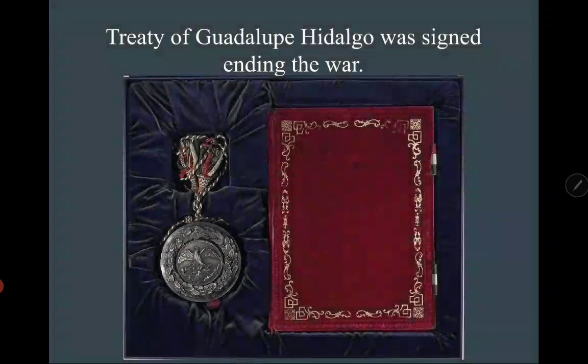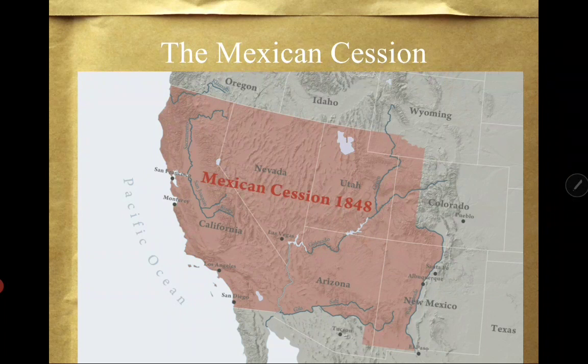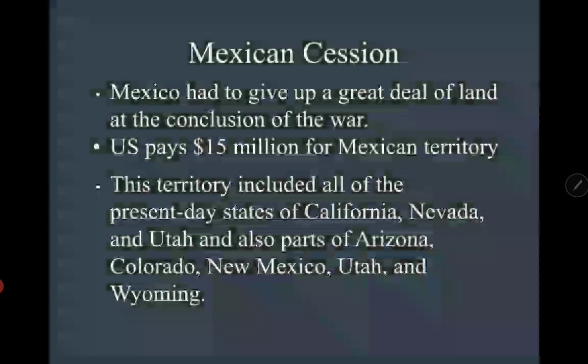Now, when they surrender, they are going to hand over what is called the Mexican Cession, which includes not just Texas, but all of California, Nevada, Utah, Arizona, half of New Mexico. So in addition to Texas, we gain all of this land as well. There is a question. We could have taken all of Mexico, but we don't.